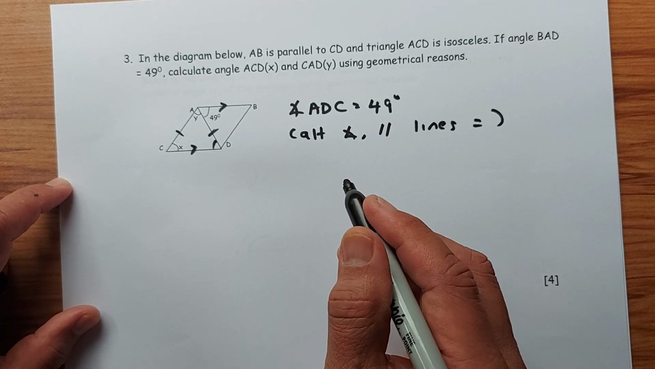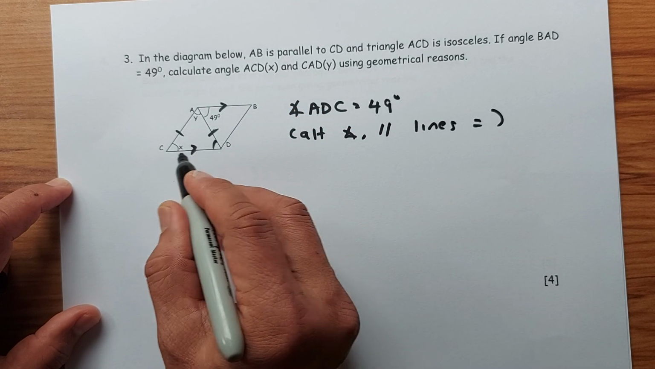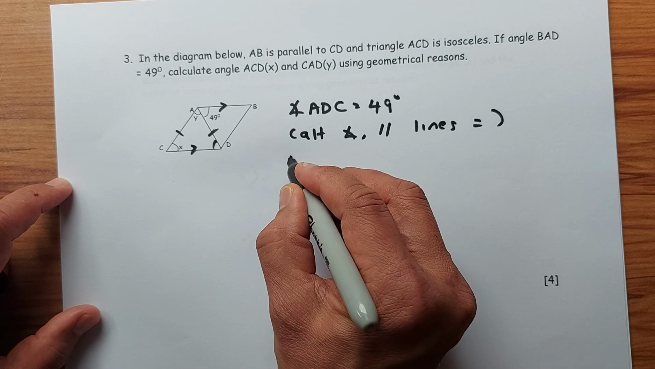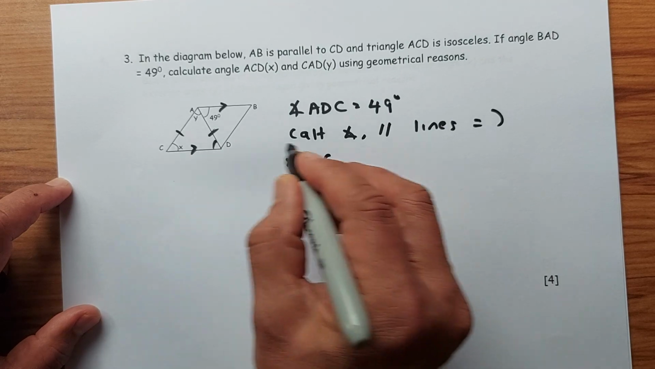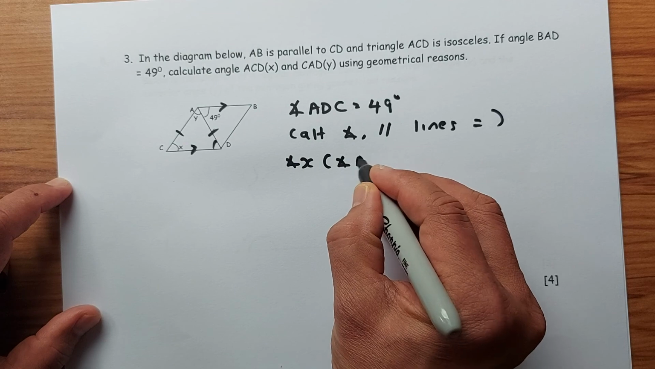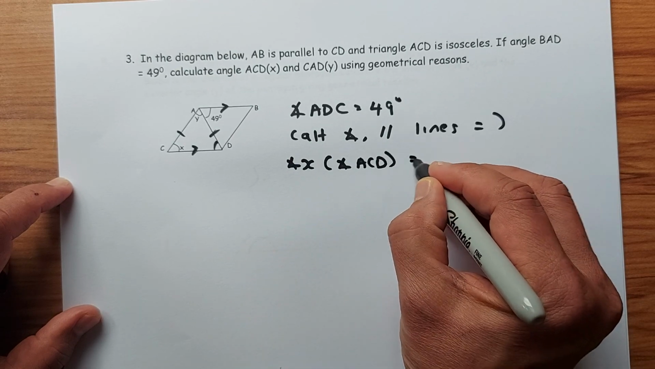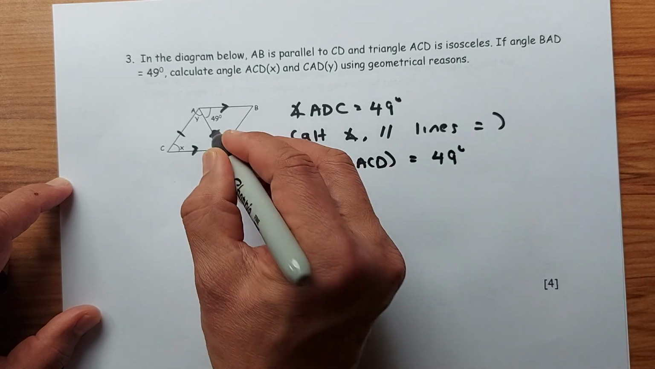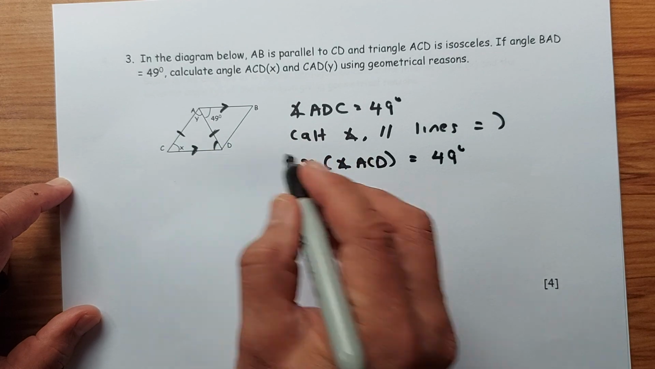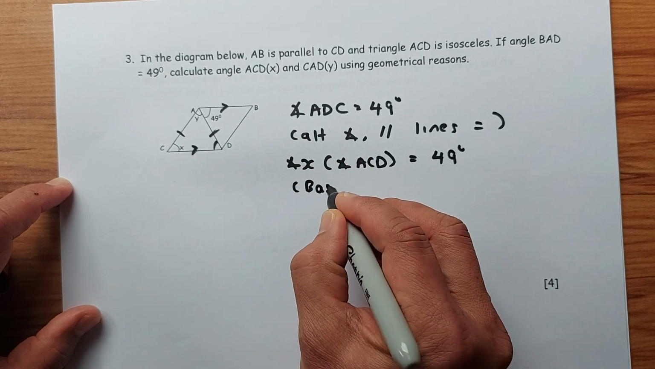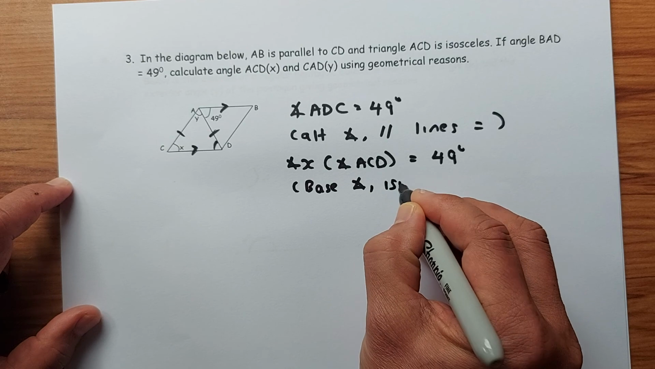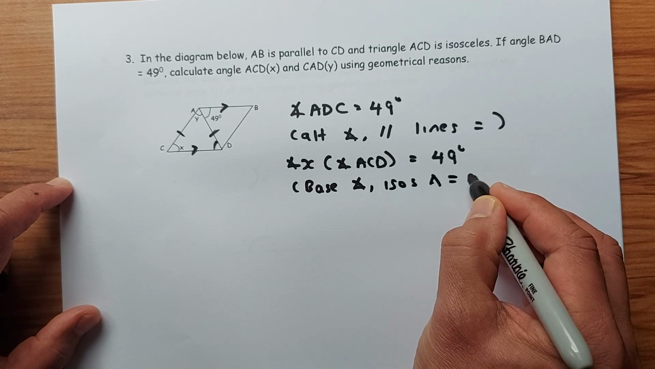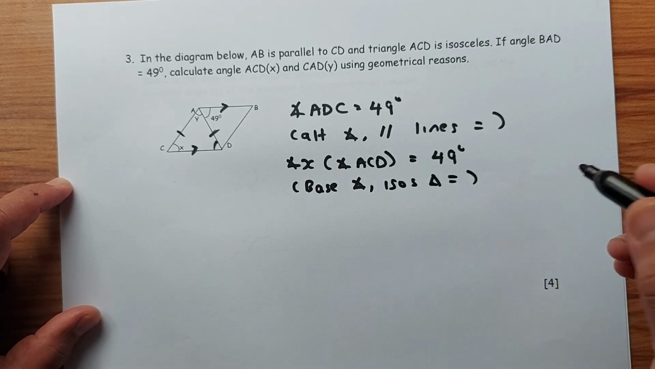Okay, so now once you know this angle is 49, angle X, also called angle ACD, they are the same. They are also equal to 49 because this is an isosceles triangle. So the base angles of an isosceles triangle are equal. So that will give you 2 marks in the exam.